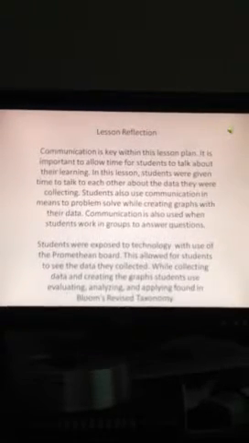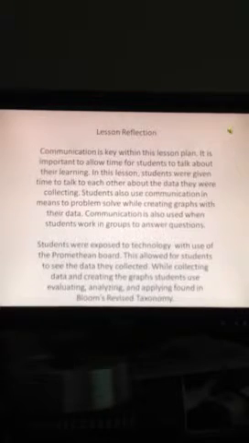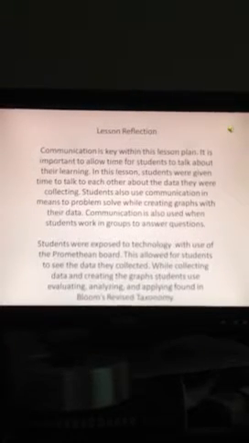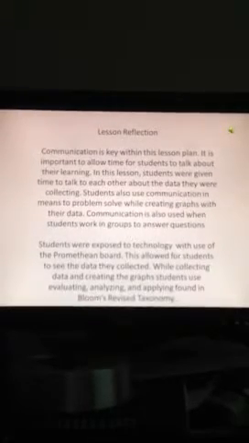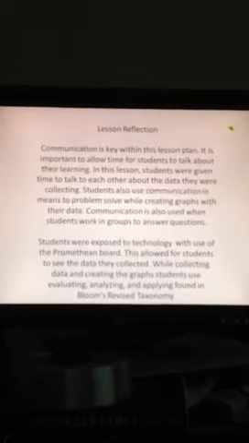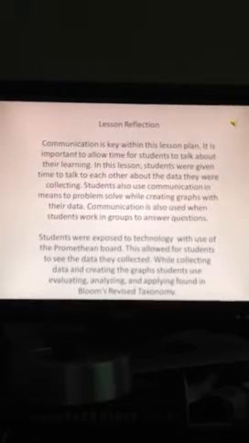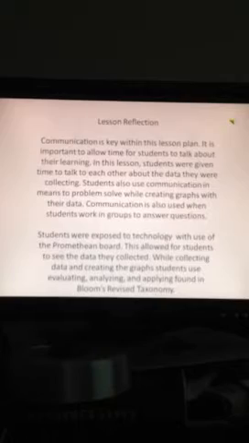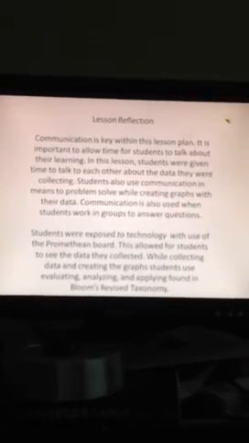Students were exposed to technology with use of the Promethean board. This allowed for students to see the data they collected. While collecting data and creating the graphs, students use evaluating, analyzing, and applying found in Bloom's revised taxonomy.